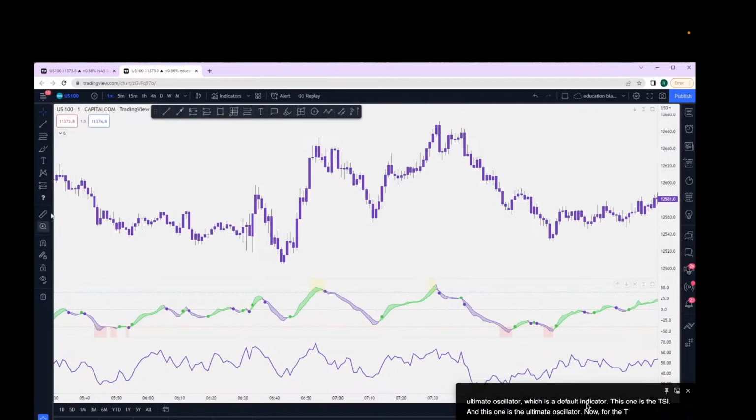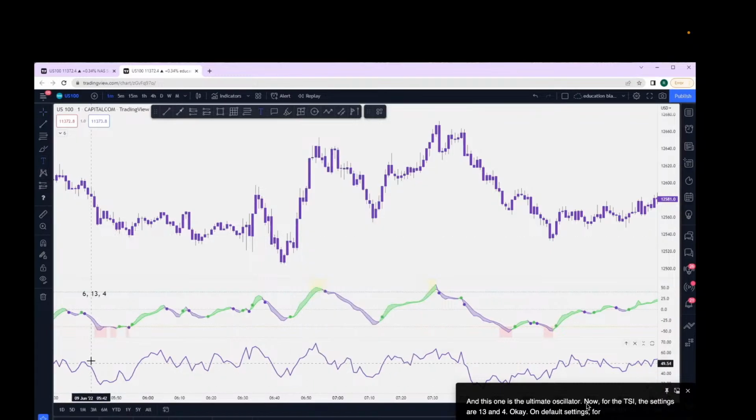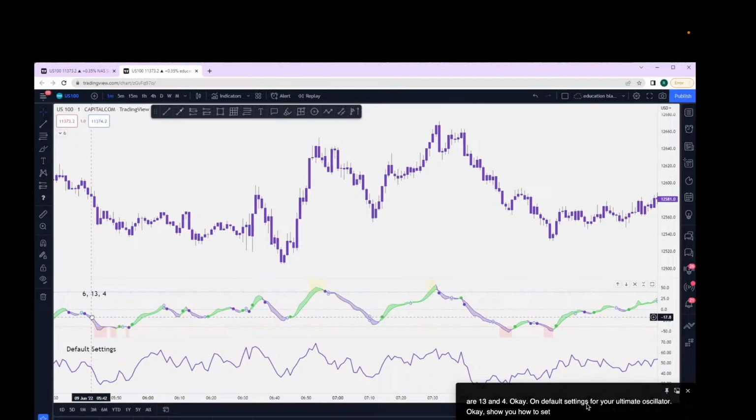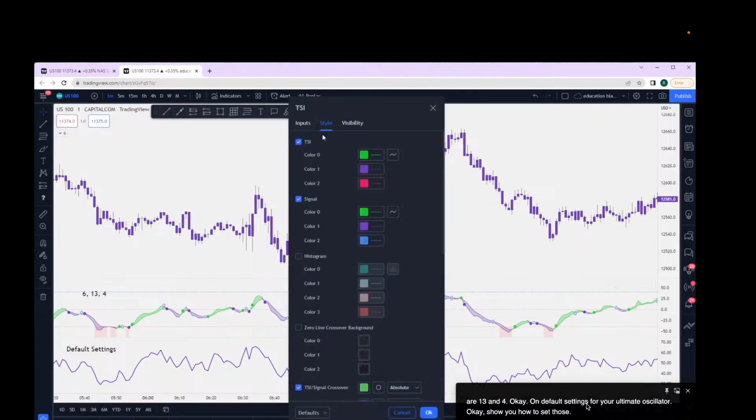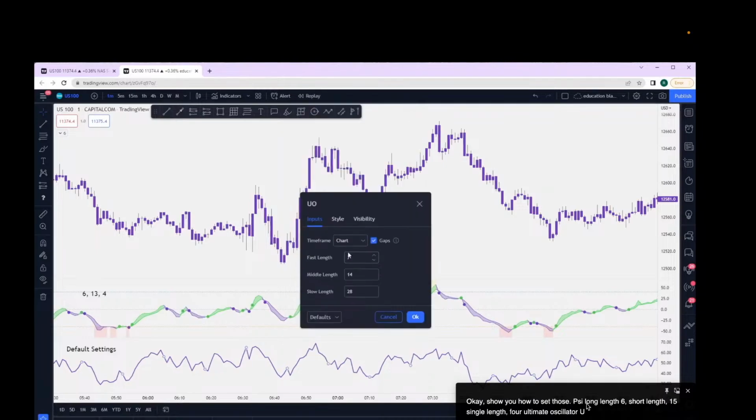Now, for the TSI, the settings are 6, 13, and 4. Okay, and default settings for your Ultimate Oscillator. Okay, I'll show you how to set those. TSI: long length 6, short length 13, signal length 4. Ultimate Oscillator, UO, default settings.